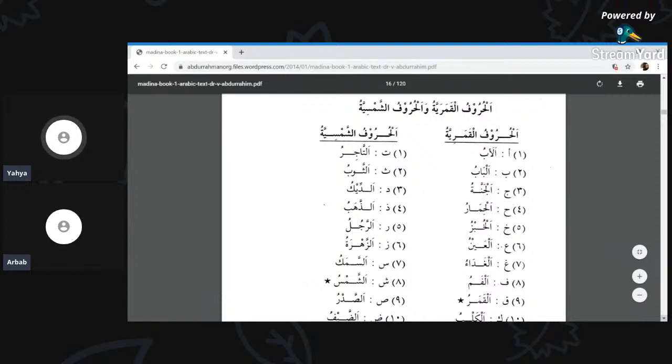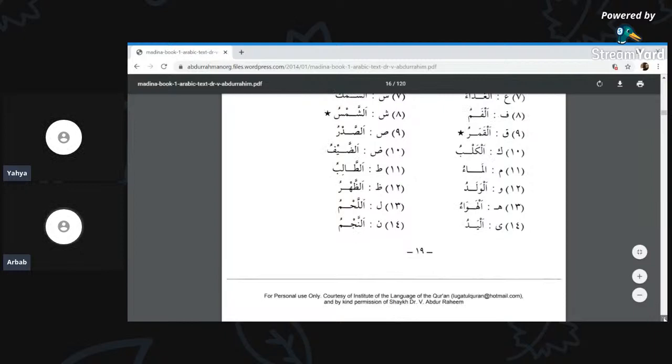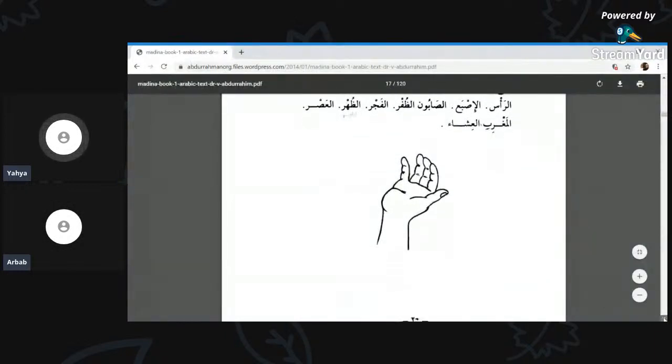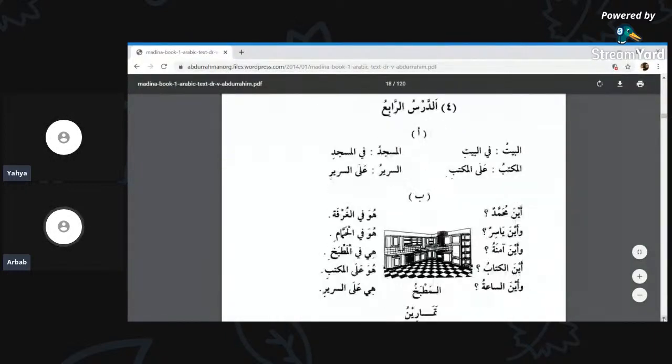Here, for example, the first letter on the left is ta. So we say at-tajiru. When you have alif lam followed by a sun letter, you drop the lam in pronunciation and you put a shadda on the sun letter. So you say at-tajiru, ath-thawbu, ad-diku. Okay. Any questions? No, so far we're good.